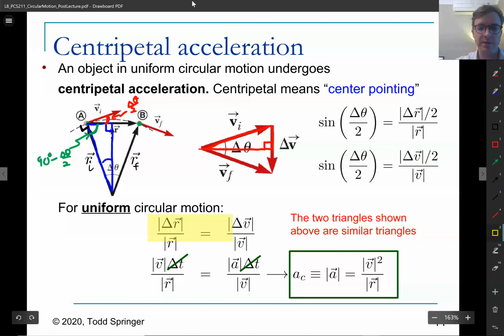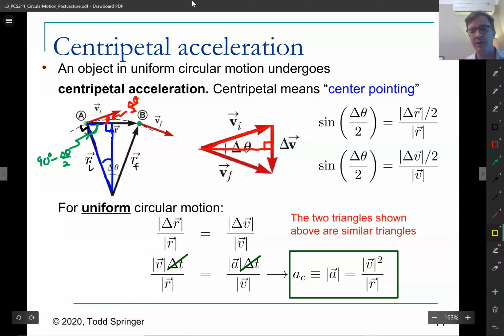So now I'm down here. Delta r, the distance traveled, is the velocity times the time, so I put in v delta t. And the change in velocity is the acceleration times the time, so a delta t. The delta t's cancel, and you get the acceleration is v squared divided by r. We call that centripetal acceleration.